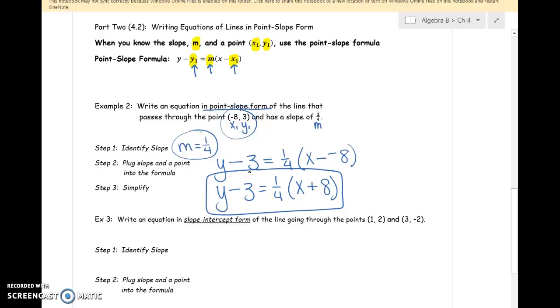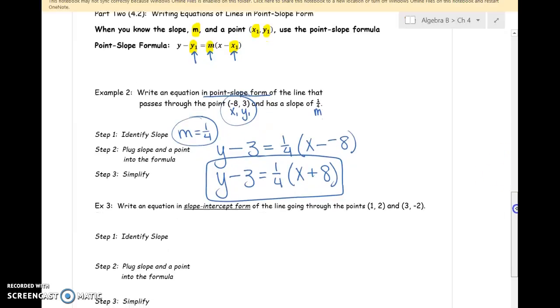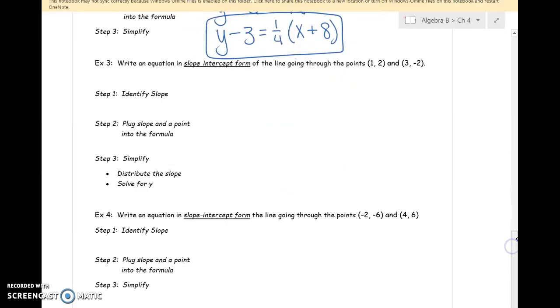Okay, how do you feel about point-slope form so far? Easy peasy? All right, let's try example 3. Write an equation in slope-intercept form. That's y equals mx plus b. So that's what we want our answer to look like of the line going through these 2 points. What did they not give us? They didn't give us the slope.